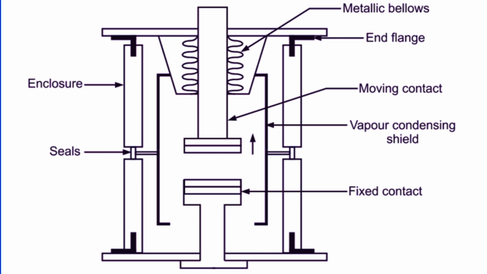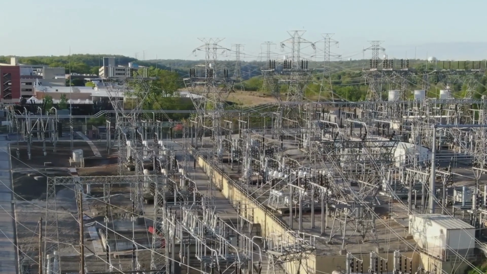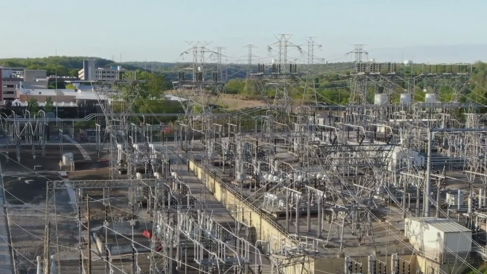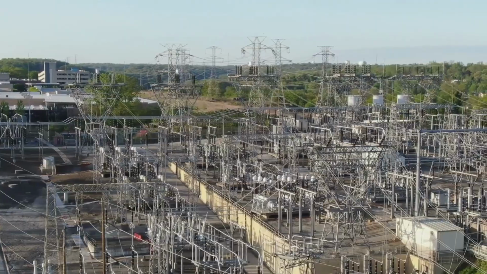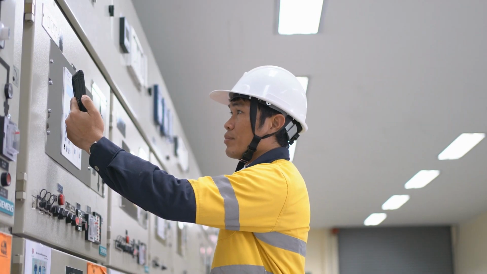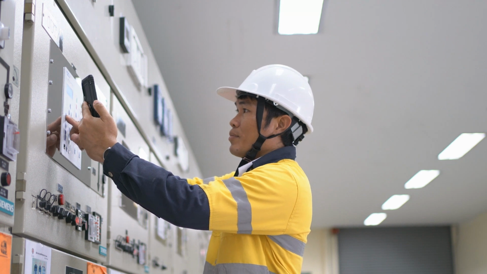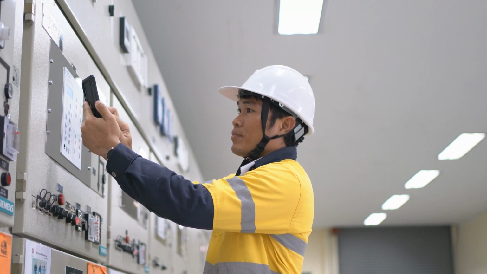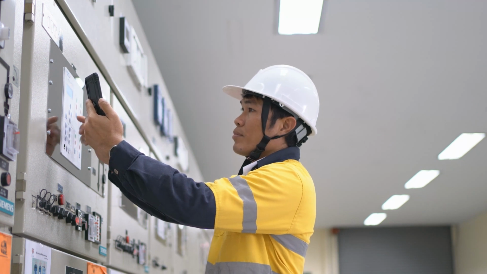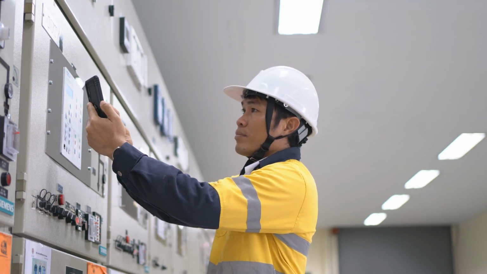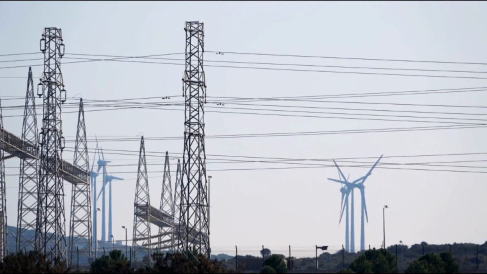To recap, we've traced the evolution of circuit breakers from simple switches and fuses to sophisticated pieces of equipment capable of handling heavy fault currents. We've explored how they work and the different types based on the medium used for arc extinction. Each type has its advantages and disadvantages, catering to specific needs in power systems. The choice depends on factors like voltage, current, and environmental considerations.